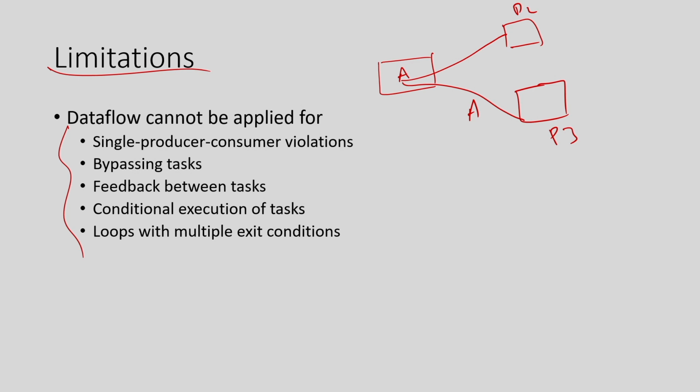The best solution is that you copy this, right. So, you make it A1 and A2, you put A1 here and you put A2 here, then it will work, right. So, the idea is that one data cannot be sent to two consumers.